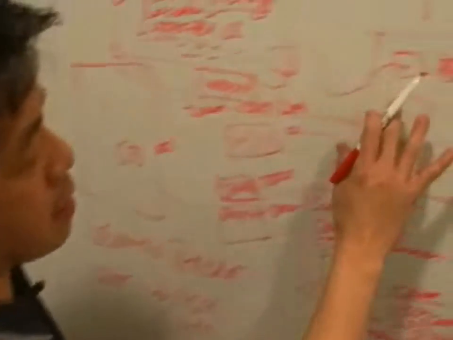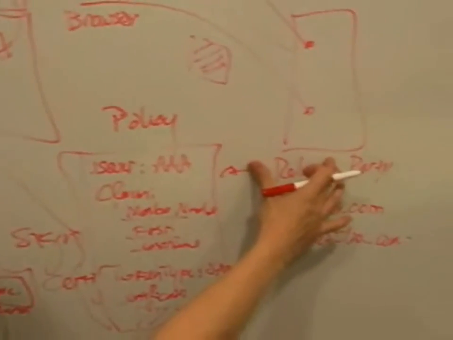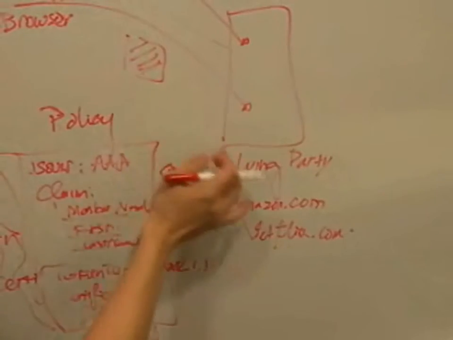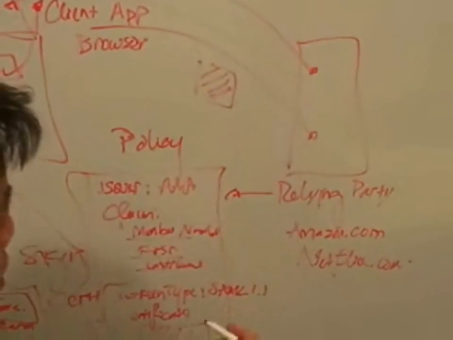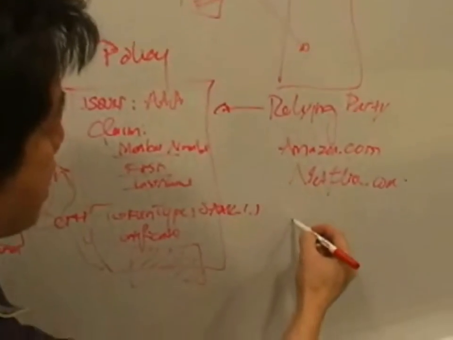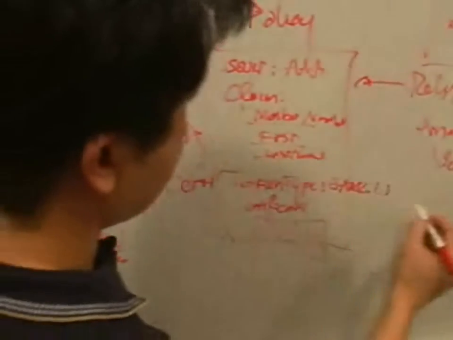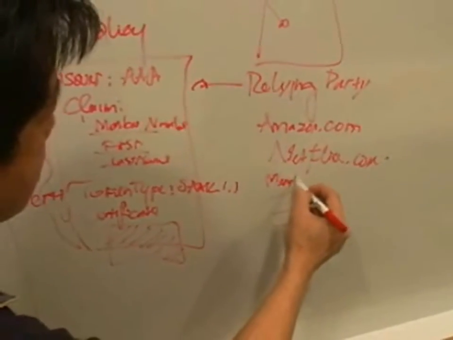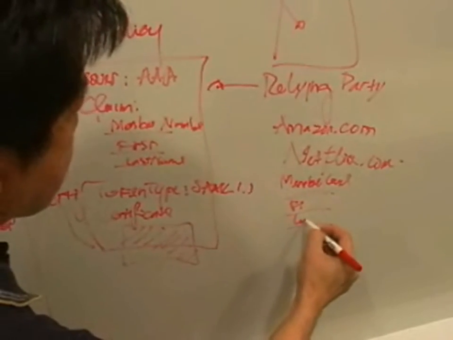So you presented the token, and because this relying party has a private key, it can decrypt the token. Open up the token, crack it open, and we'll be able to look at the claim, right? Maybe the claim in this example is the member level, and first name and last name.